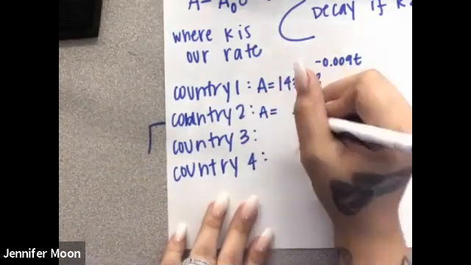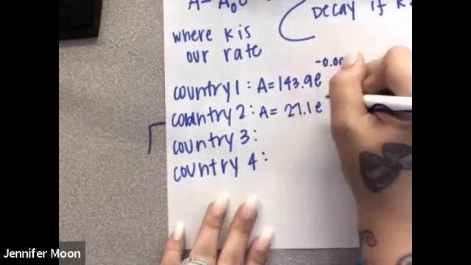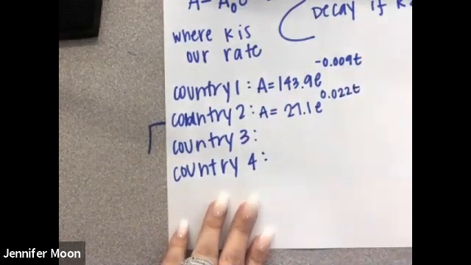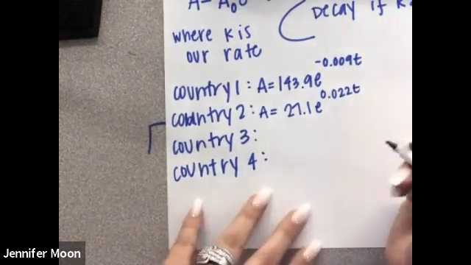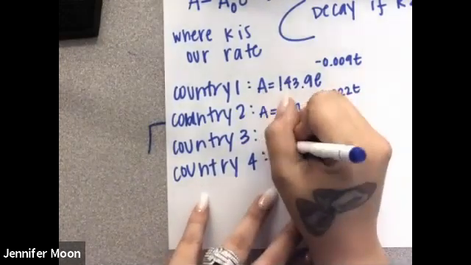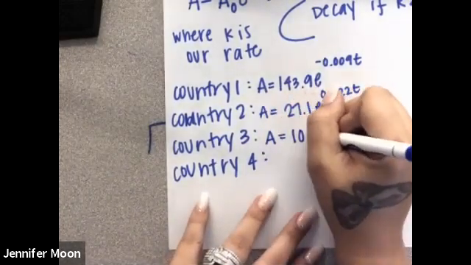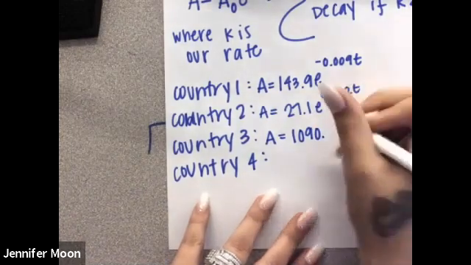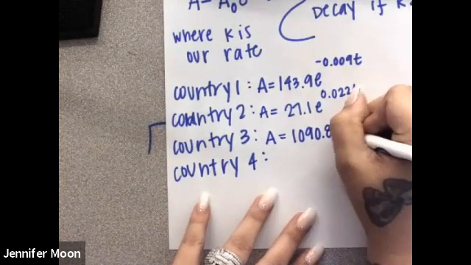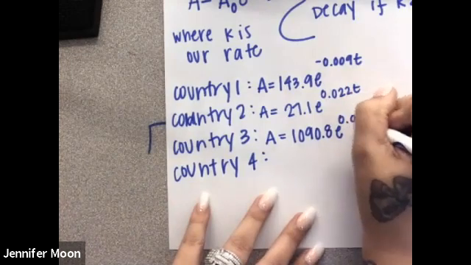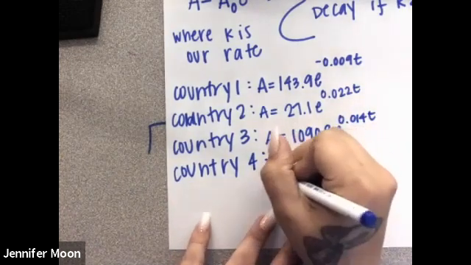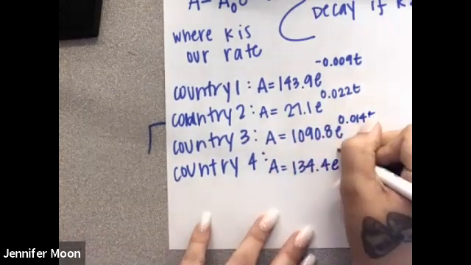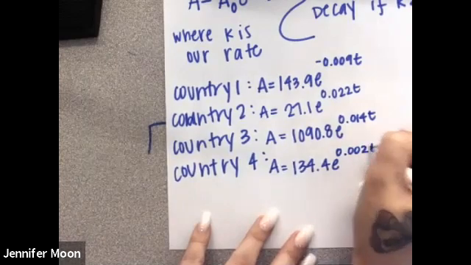For country 2, we have A equals 27.1 e to the 0.022t. And then for country 3, we have A equals 1090.8 e to the 0.014t. And then lastly, A equals 134.4 e to the 0.002t.